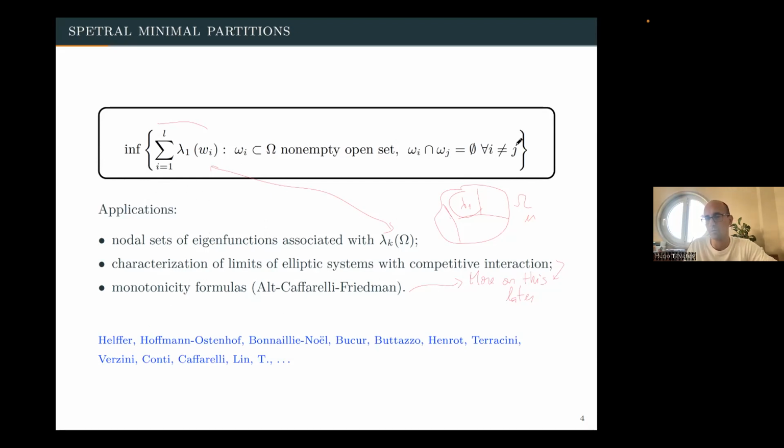By now, I will state this later on, we have a full understanding of this problem. And just as a curiosity, there are also people in Lisbon, for instance, working on spectral minimal partitions of metric graphs. And of course, Monica and Alberto also dealt with optimal partitions on manifolds, for instance. So there's a huge literature, and this is just a motivation.